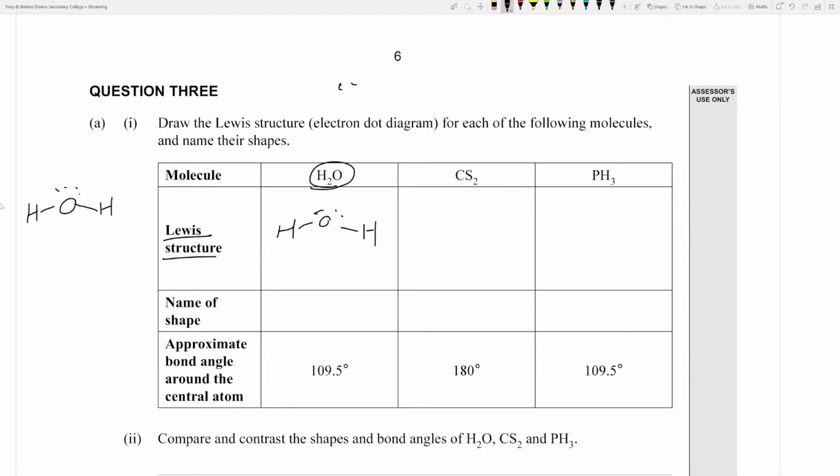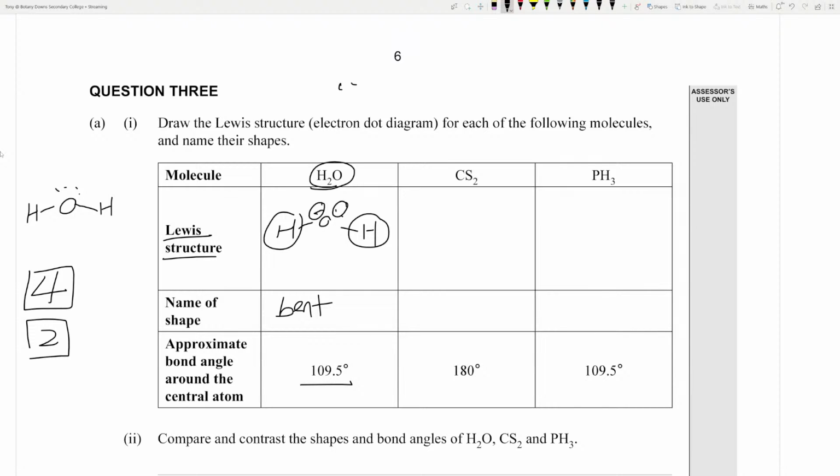All right, so that's H2O. This is bent. So this has got 1, 2, 3, 4 regions of electron density around the central oxygen atom, and that's why it has a tetrahedral arrangement, because you've got 4 things around it, but only 2 of them are involved in bonding. This is a bent shape, and they told you it's 109.5 degrees.